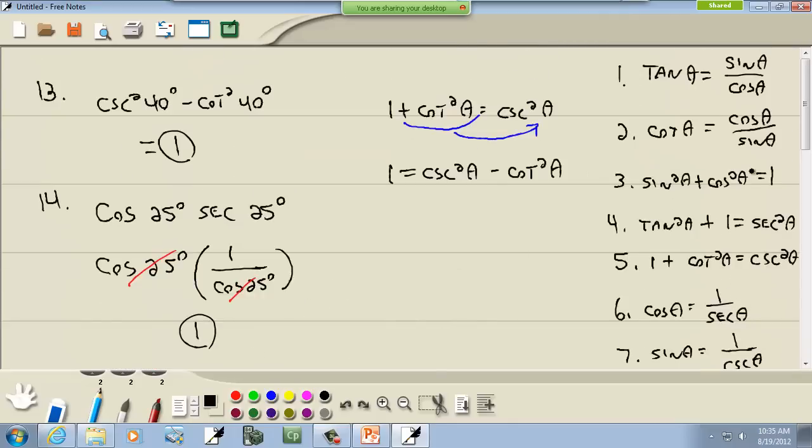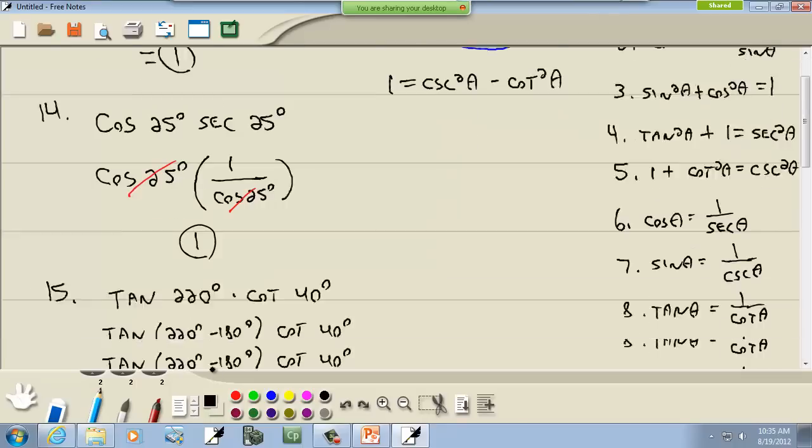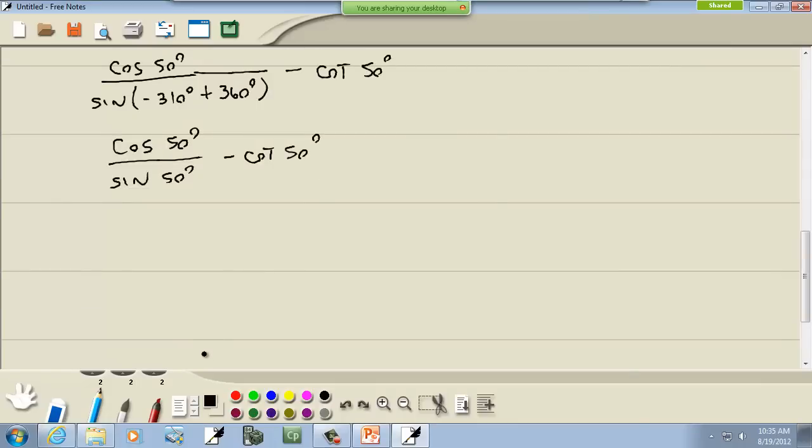Cosine over sine. Well, that's the second one here. Cosine over sine is cotangent. So I can rewrite the cosine 50 degrees over sine 50 degrees as cotangent 50 degrees. And I'll bring down the minus cotangent 50 degrees. And now cotangent 50 degrees minus cotangent 50 degrees is 0. And that's our answer. And I think that's the last problem.